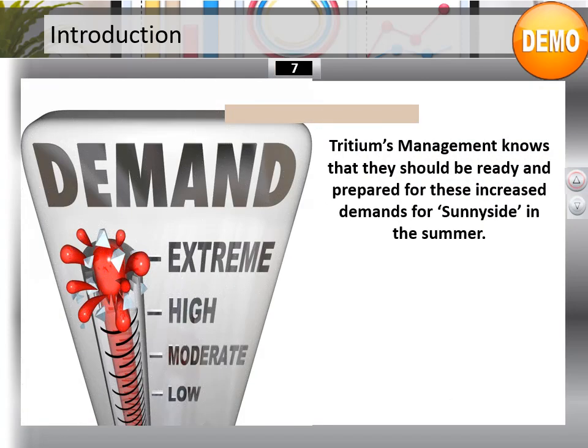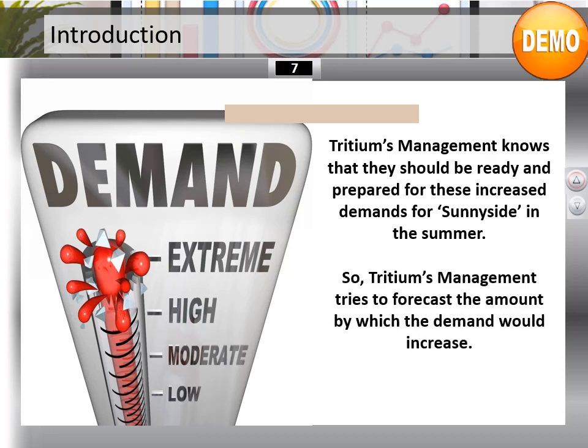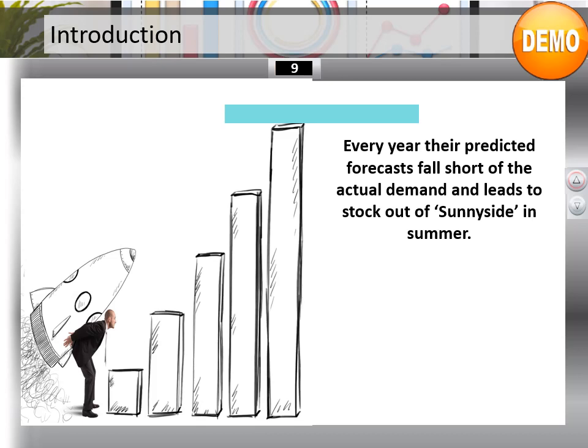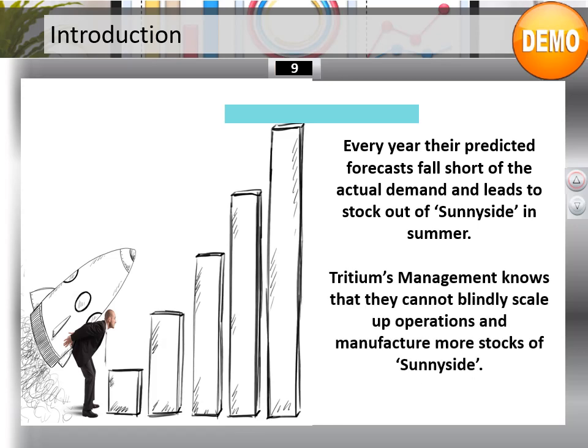Tritium's management knows that they should be ready and prepared for these increased demands for Sunnyside in the summer. So, Tritium's management tries to forecast the amount by which the demand would increase. Every year, their predicted forecasts fall short of the actual demand and lead to stock out of Sunnyside in summer. Tritium's management knows that they cannot blindly scale up operations and manufacture more stocks of Sunnyside.